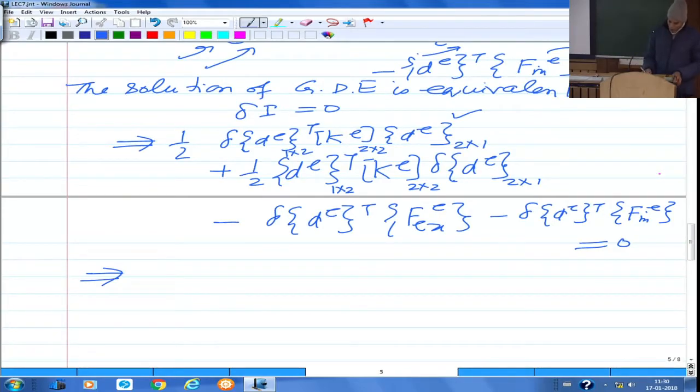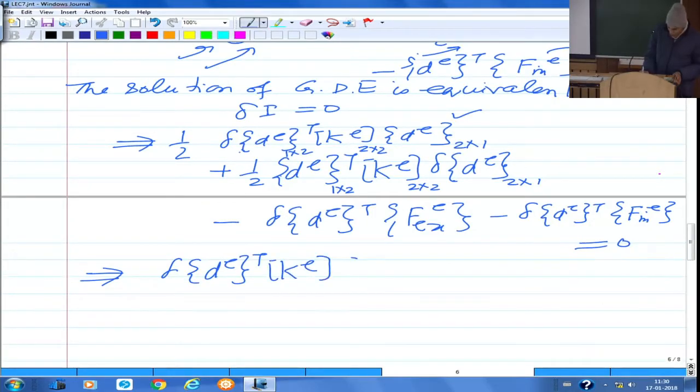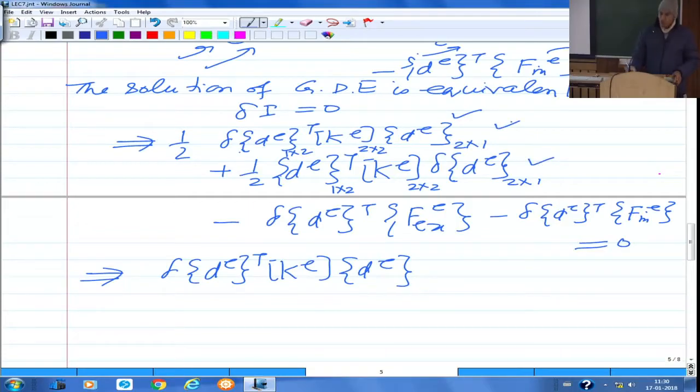So since delta dE transpose K dE and dE transpose K delta dE are the same, my final result is going to be the same, whatever I get: delta of dE transpose K dE. So I can write this plus this together, and the half will go. What I get is delta of dE transpose into KE into dE. That is, I have eliminated the half. Why? Because this quantity is the same as this quantity.